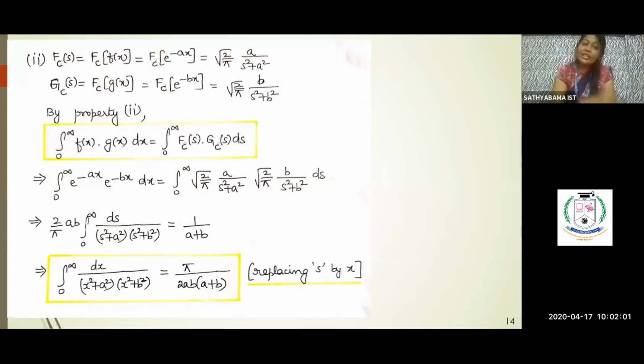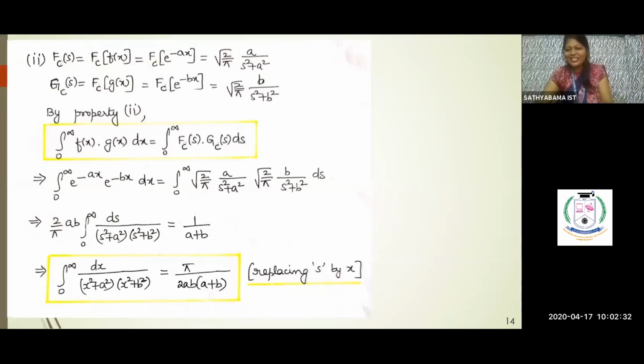What is Fourier cosine transform of e power minus ax? You know by heart, root of 2 by pi, a by s square plus a square. What is Fourier cosine transform of g of x? It is root of 2 by pi, b by s square plus b square. Now let's use the property for Fourier cosine transform. Integral 0 to infinity f of x into g of x dx is equal to integral 0 to infinity Fourier cosine transform of f of x into Fourier cosine transform of g of x, denoted as Fc of s and Gc of s respectively.